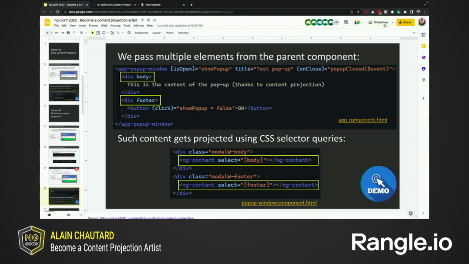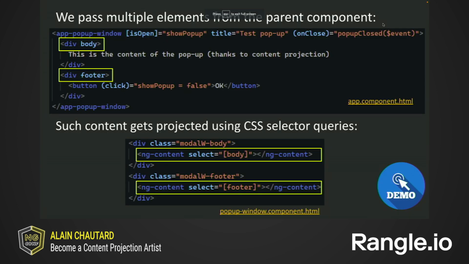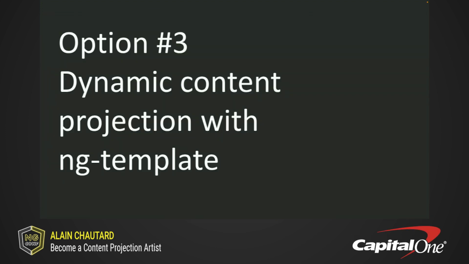So that's what we call multi-slot content projection. And with just that, you can achieve a lot of reusability. You can really make components that are pretty generic.